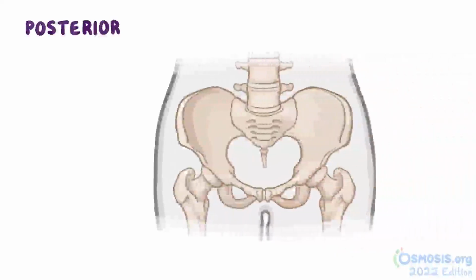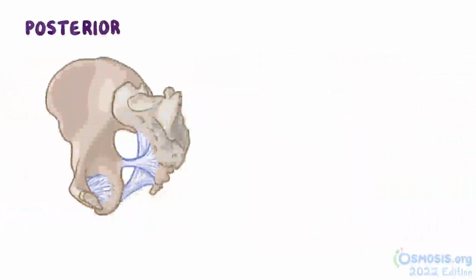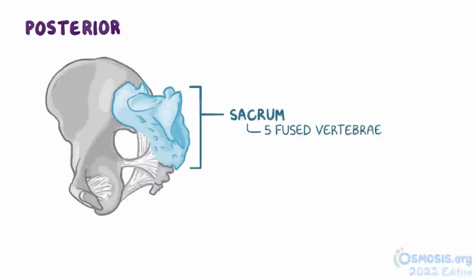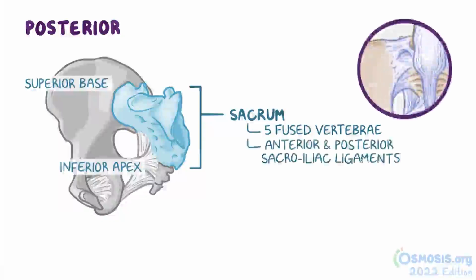Now let's move on to the posterior wall. The posterior wall has a bony and a musculoligamentous part. The bony part is formed by the sacrum and coccyx, which are the final parts of the vertebral column. The sacrum is a wedge-shaped bone composed of 5 fused sacral vertebrae. It forms the posterior-superior wall of the pelvic cavity and has a superior base and an inferior apex. Also, the sacrum connects to the hip bones on both sides, forming the sacroiliac joints. The anterior and posterior sacroiliac ligaments support this joint anteriorly and posteriorly.